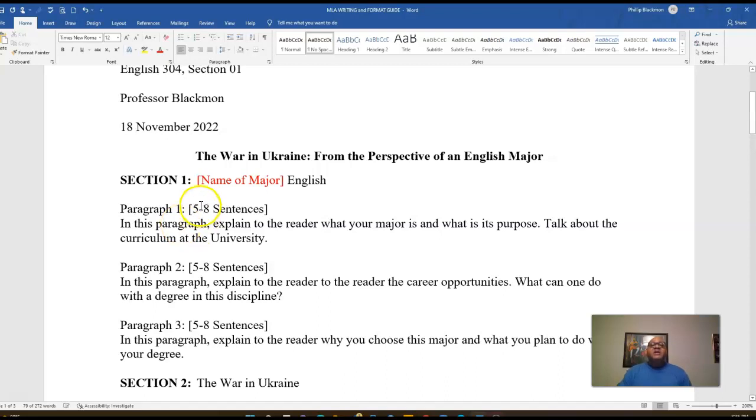So on day one, you're writing section 1 after you do your heading. 3 paragraphs that you need to write, okay? And this section simply deals with your major. So in the first paragraph, I want you to write 5 to 8 sentences. And in this paragraph, I want you to explain to the reader what your major is and what is its purpose. Talk about the curriculum at Alabama A&M University.